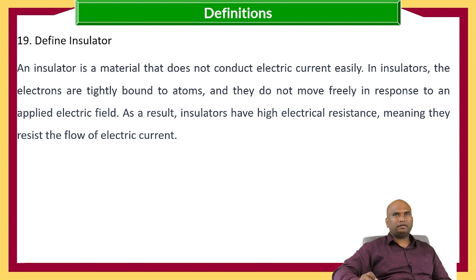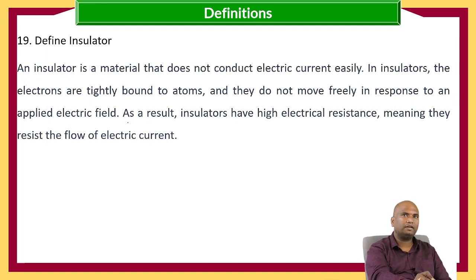Define insulator. An insulator is a material that does not conduct electric current easily. In insulators, the electrons are tightly bound to atoms and they do not move freely in response to an applied electric field. As a result, insulators have high electrical resistance, meaning they resist the flow of electric current.